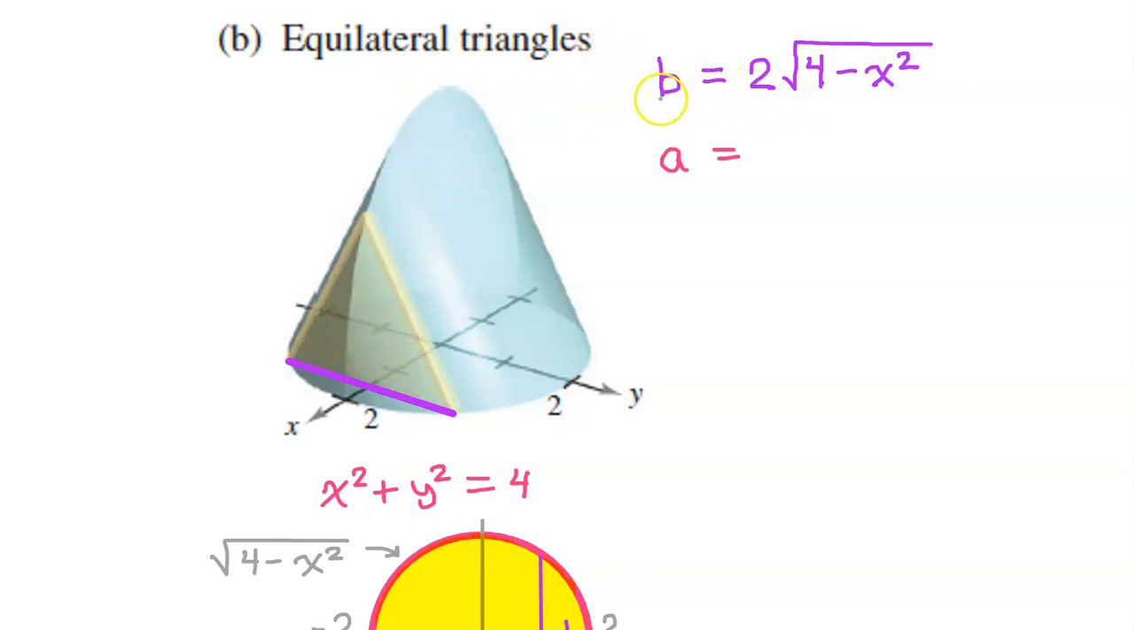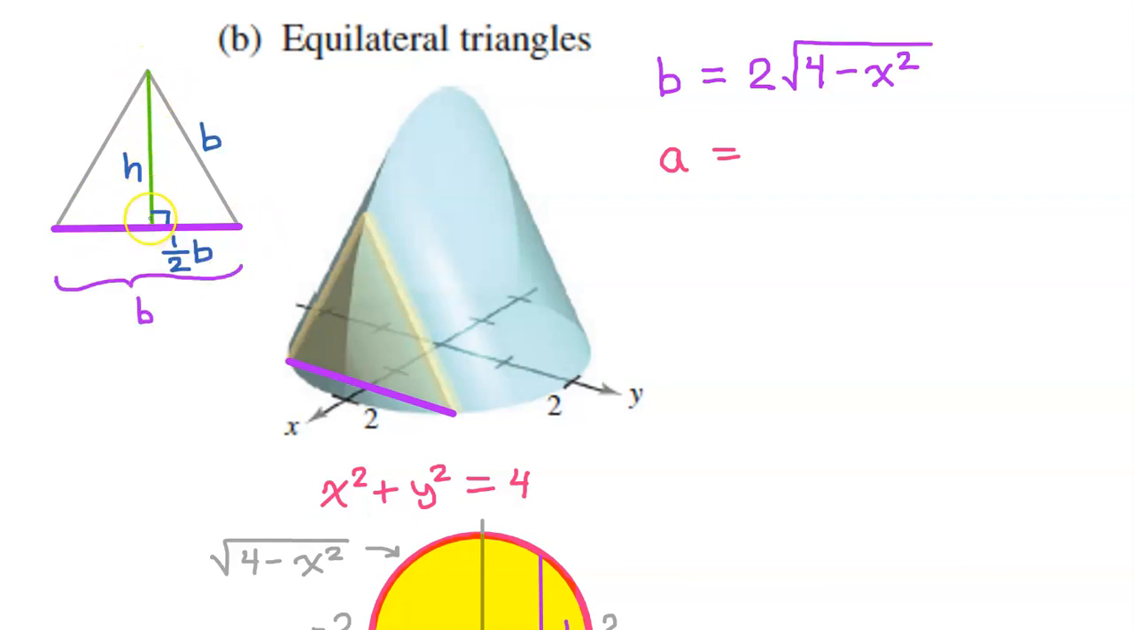So, given the base B, we need to figure out an expression for the area of an equilateral triangle. Here is an equilateral triangle with base B. So really all three sides have length B. We need to find an expression for the area. The area of a triangle is 1/2 base times height. We have the base B. We need to calculate the height.